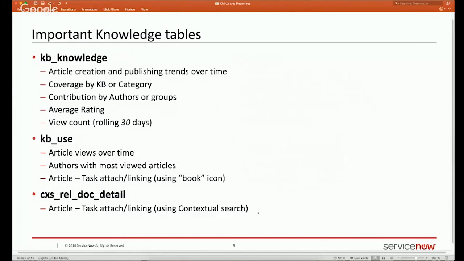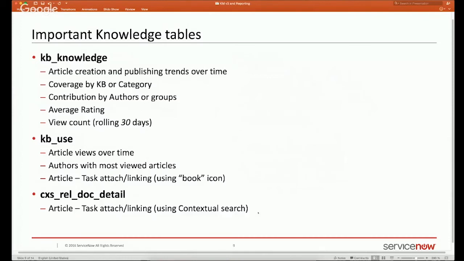You can find authors with the most viewed articles. You can do a lookup based upon the author and whose articles are getting viewed most. KB use also contains the article to task. Task is an example of, let's say, an incident or a case. The linking rate that you have, that information is available in KB use. But this is the older way, using the book icon that you see on the side of the short description on your incident form.